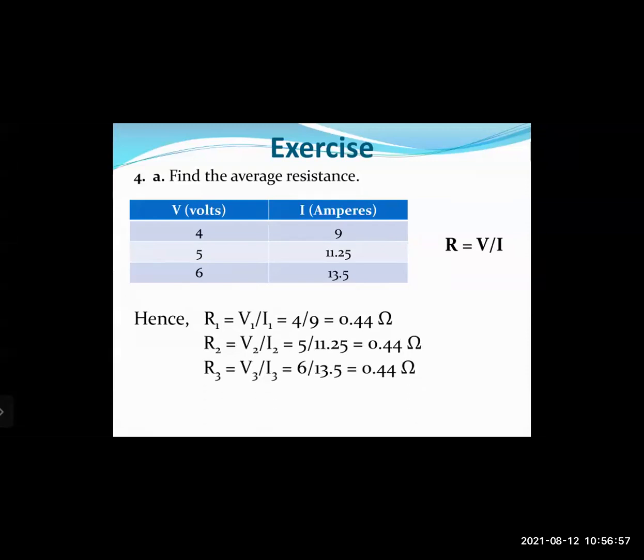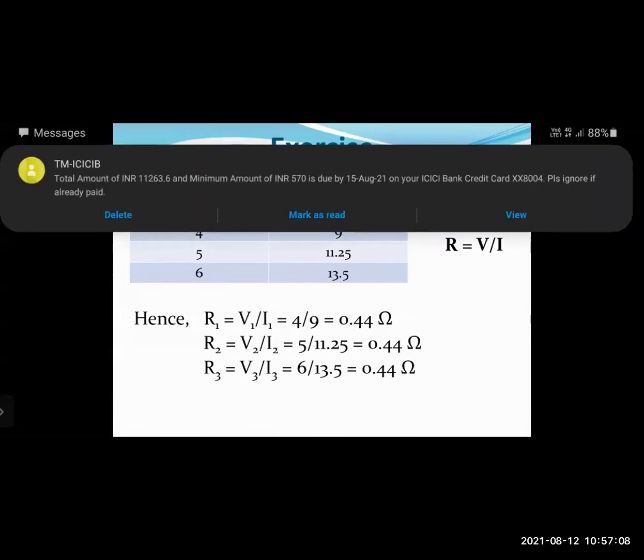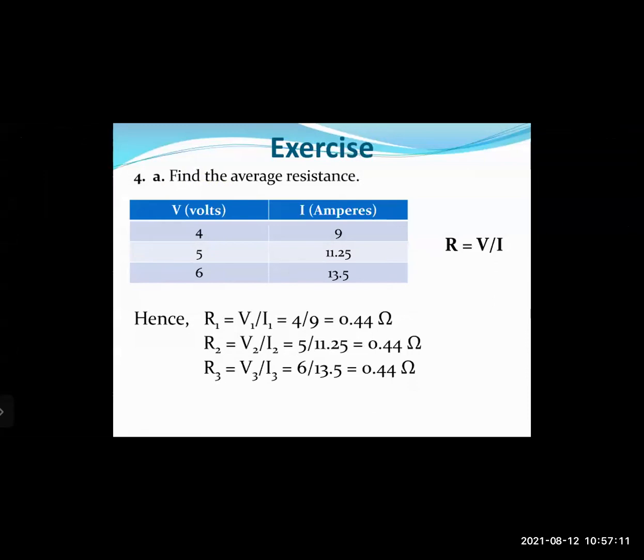Let us see the next case. R3 will be equal to V3 by I3. The value of V3 is 6 volts and the value of I3 is 13.5 amperes. We divide 6 by 13.5 and get 0.44 ohms. Now, if you observe the values of R1, R2 and R3, all the values are the same. That means you get the same resistance. Therefore, the average resistance is 0.44 ohms. There is an interesting consequence of this, which we will see in the next question.